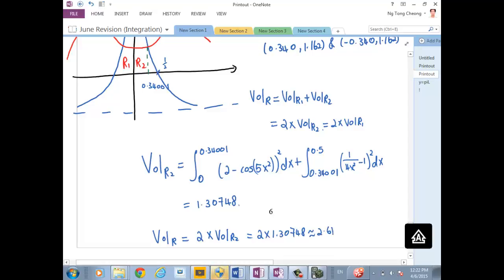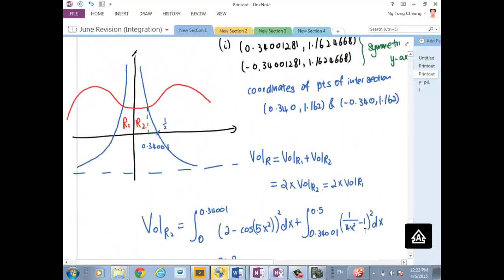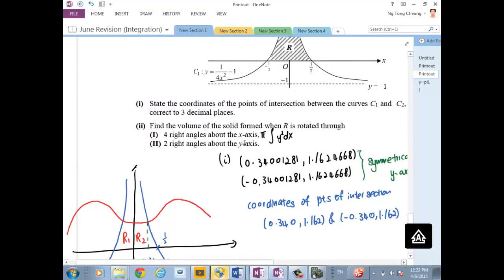Okay, so that's it. That's the volume generated by the whole region. So now, we are done with the x-axis. Now they want to rotate about the y-axis.